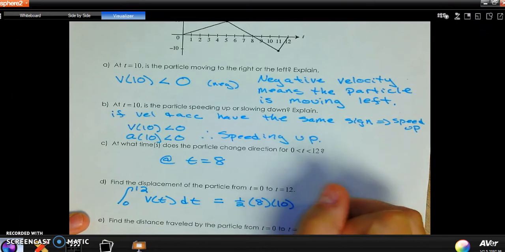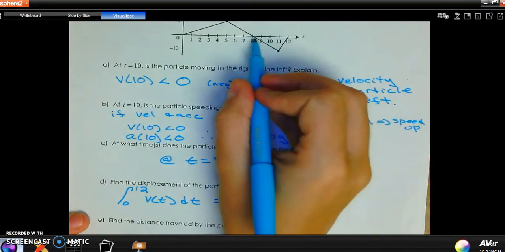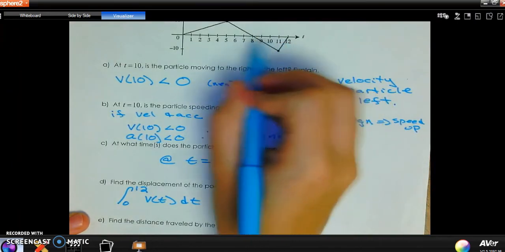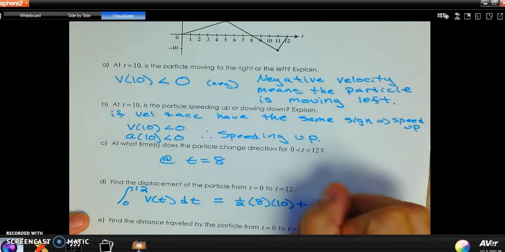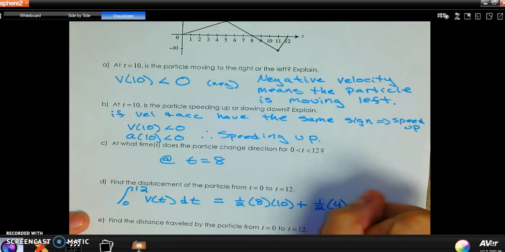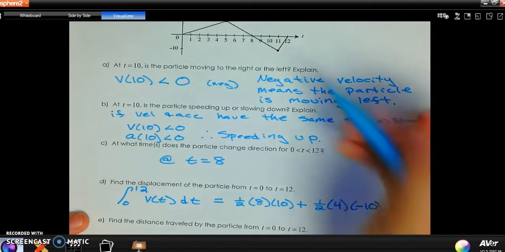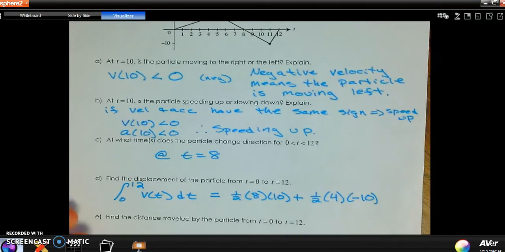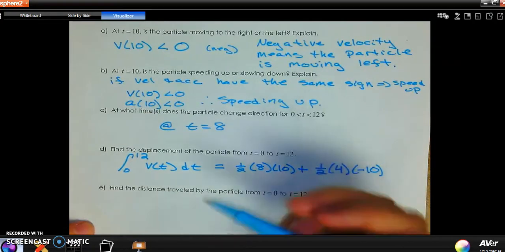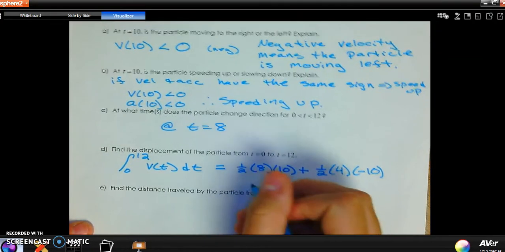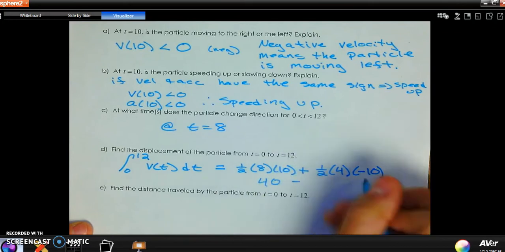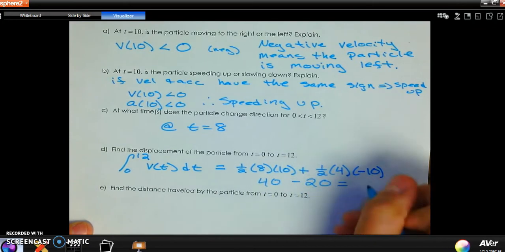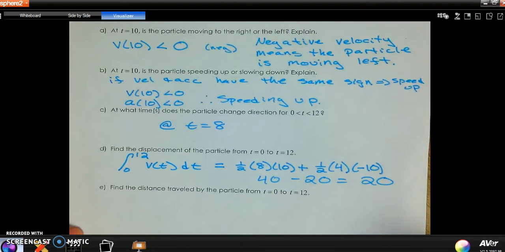And then plus, now you have this lower piece, so this base is going to be 4. Okay, so it's one half, the base is 4. The height is negative 10. I kind of view my height as the negative. I know some people put their negative elsewhere. It doesn't really matter. So let's see. That's 40 minus 20. Right? That gives me a 20 there. So my final answer there is 20.